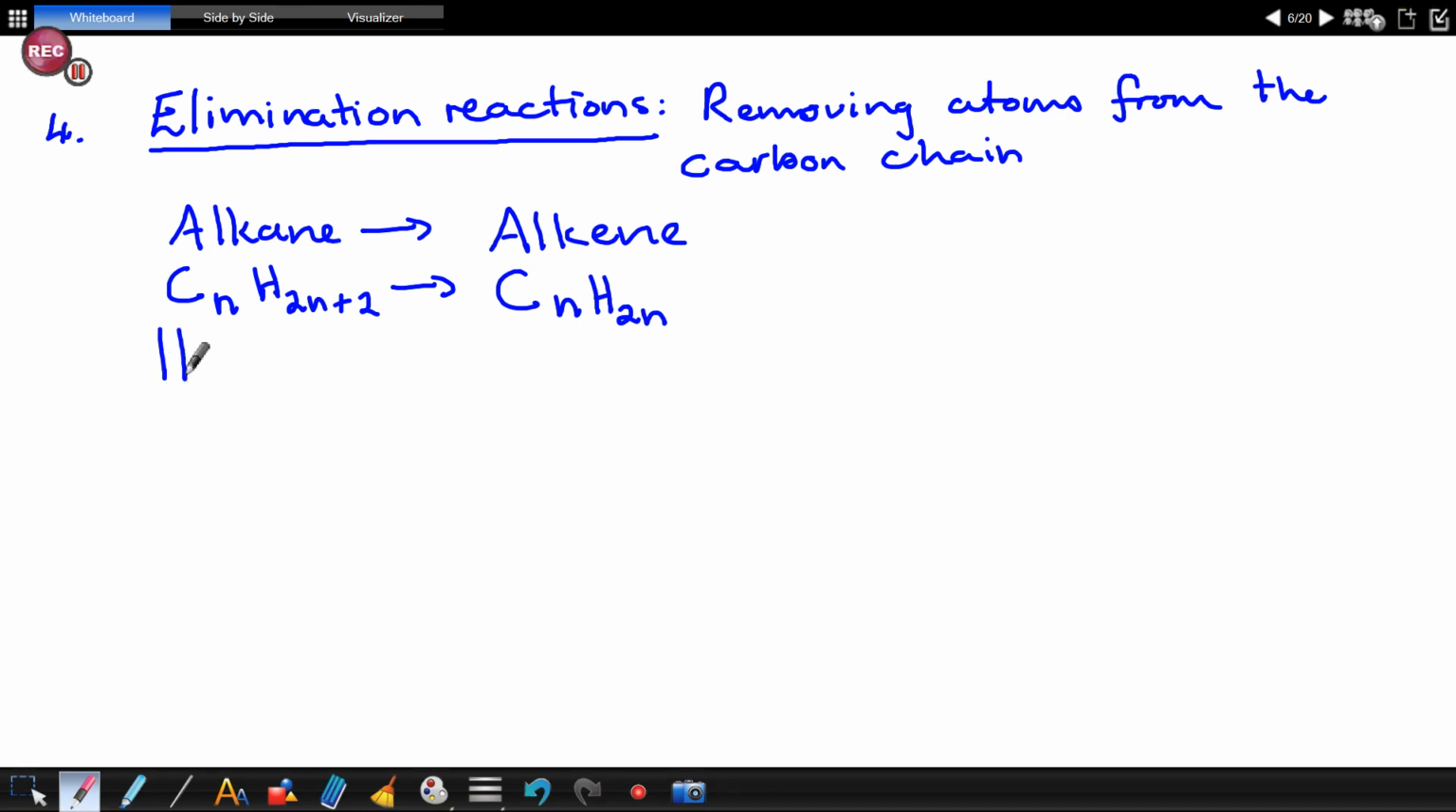And haloalkane or alkyl halide, whatever you want to say, haloalkane, it will also take it to an alkene. If you break the halogen off from the carbon chain, it will go with a hydrogen. You'll see when we do the examples. You can do alcohols. If you take an alcohol molecule and you break off the OH group from it, you'll have an alkene.